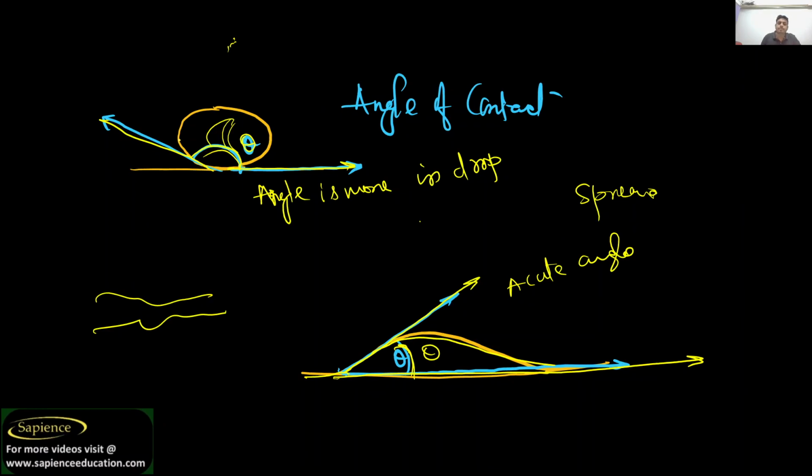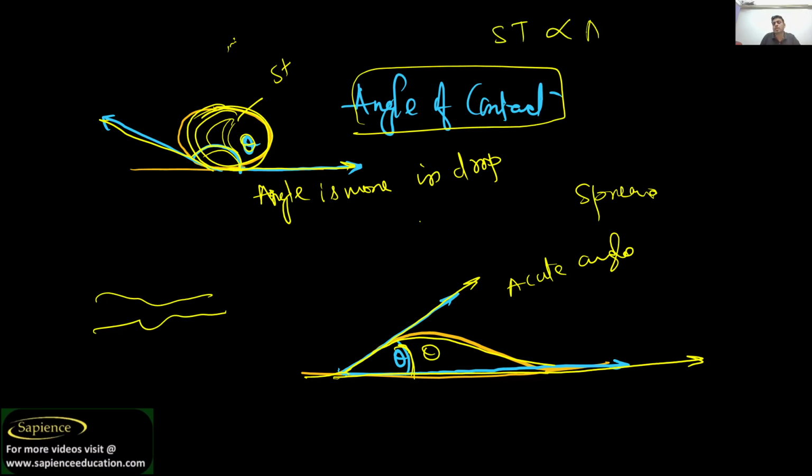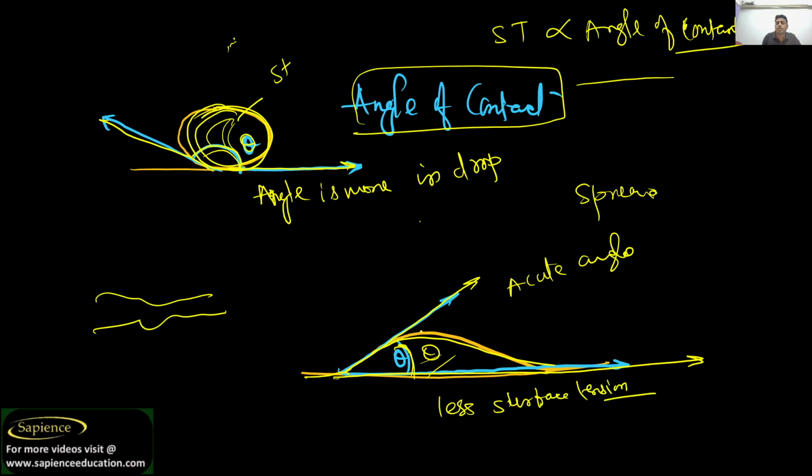See here, suppose this is your mercury drop. It means that it has high surface tension. Why is it high surface tension? Because it has a larger angle of contact. So surface tension is directly proportional to the angle of contact. If there is more angle of contact, it means it has more surface tension. This liquid has less angle of contact, so it has less surface tension. Before going through this topic, go to the previous video so that you understand what surface tension and surface energy are.